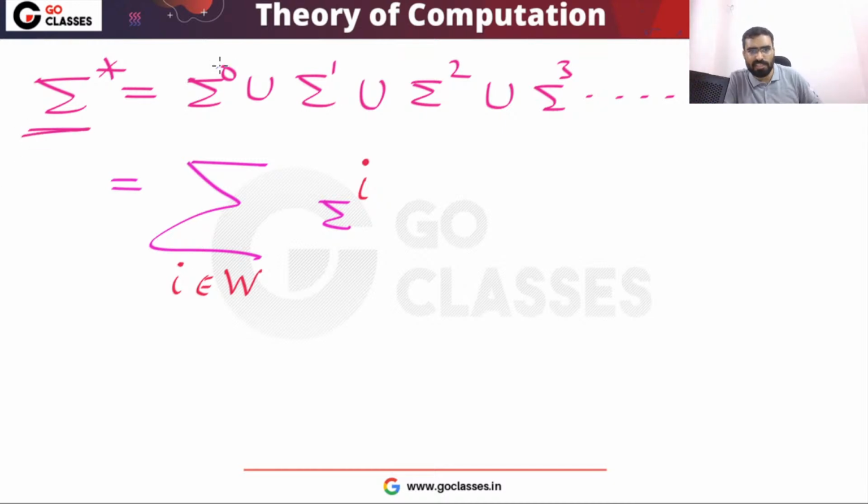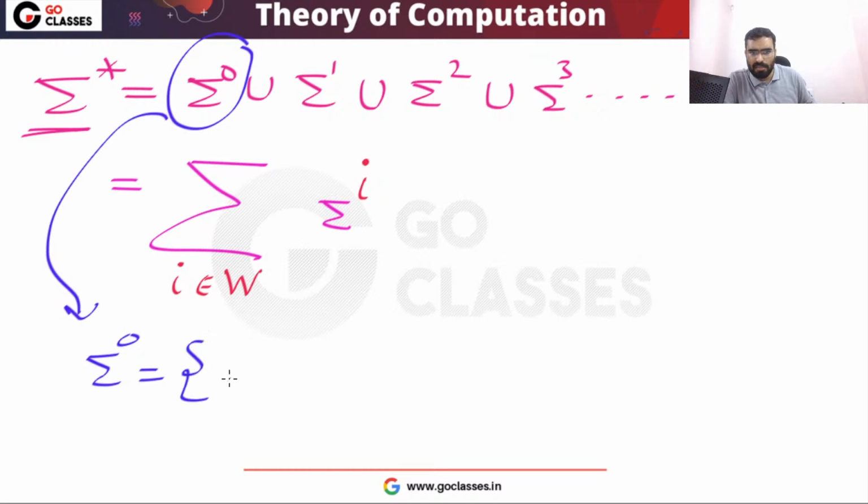And you can notice, what is sigma power 0? Tell me that. Sigma power 0 is the set containing the empty string. So you can notice there is a union here. So finally, what will sigma star have? Remember this is your empty string. So sigma star will have the empty string.